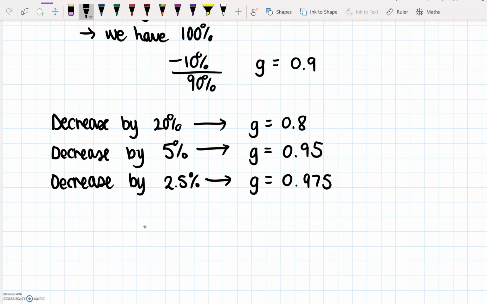So basically this is it for percentage increase and decrease. The important thing is that you know that we always start with 1 and we go up or down from there. All right, so we always start with that reference point of 1.